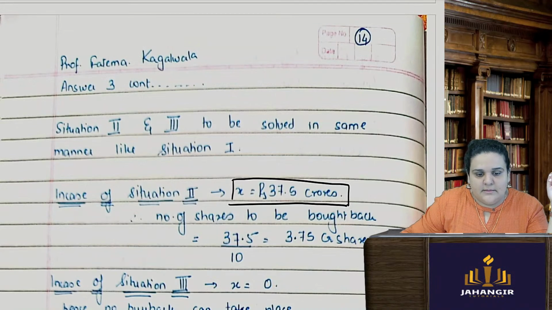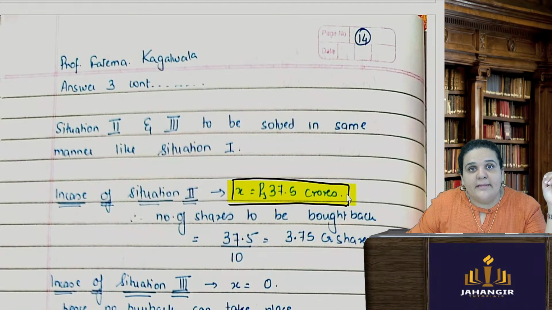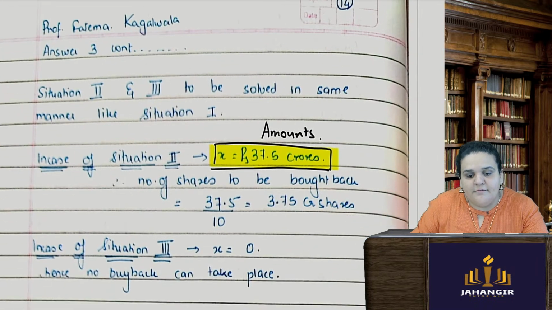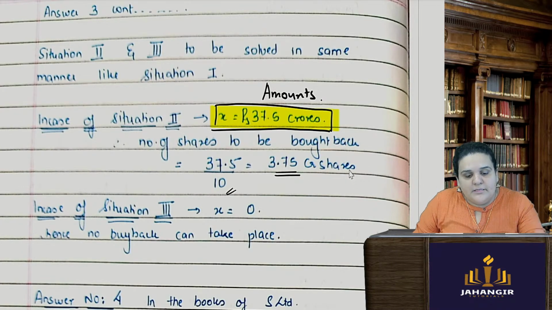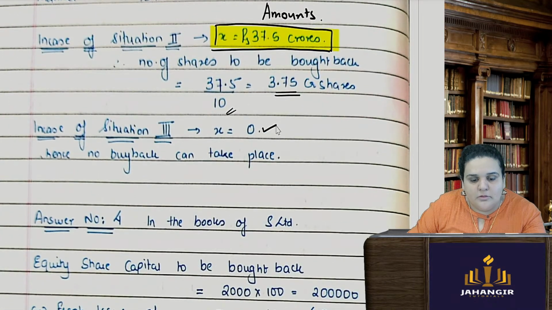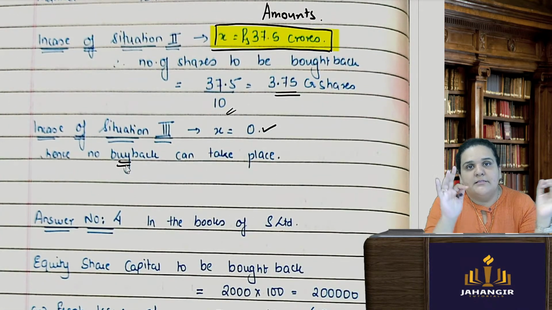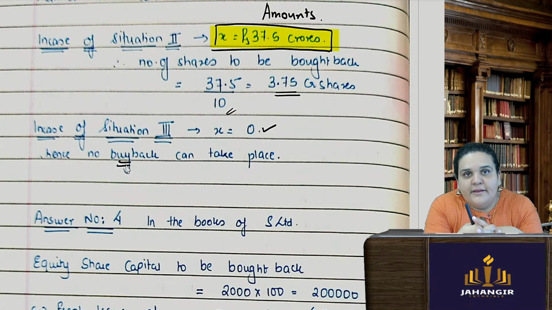This is the least. So the amount of buyback is rupees 37.5 crores. So the number of shares that can be bought back is 37.5 upon 10 face value, which is 3.75 crore shares. And when you put the third situation, your X will come as 0. Again, no buyback can take place because when you find out the third condition, it is coming as 0.